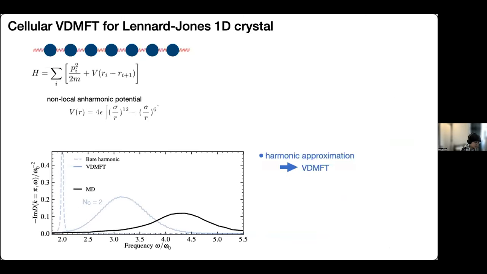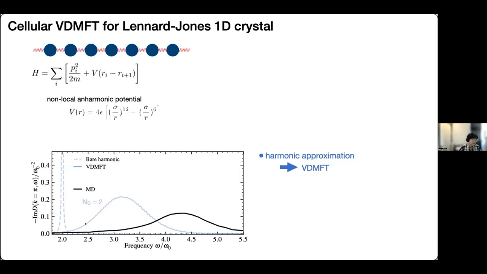These are just the spectral function at this specific momentum. But again, this is the harmonic limit. It shows it should be a delta function. I added a small broadening for clarity. The black curve is the molecular dynamics result with a very large line width. The result from cellular VDMFT with two sites has a peak located very far away from the MD one.